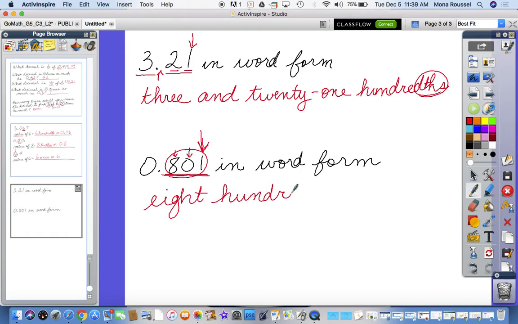So you read the complete number again, 801. Be careful not to put the word "and" in here. It's 801, not 801 and. 801, and then the last column name is thousandths. So it's 801 thousandths.